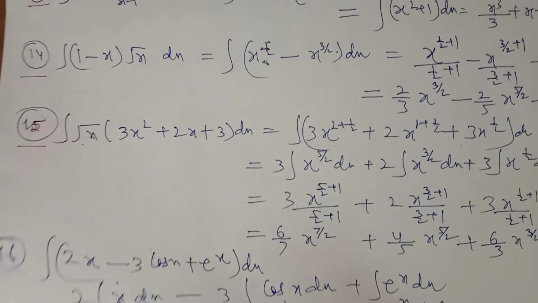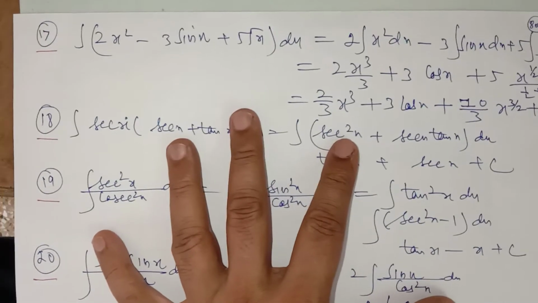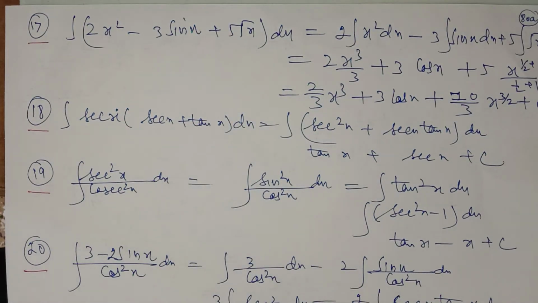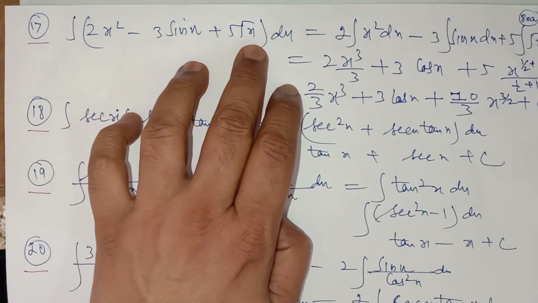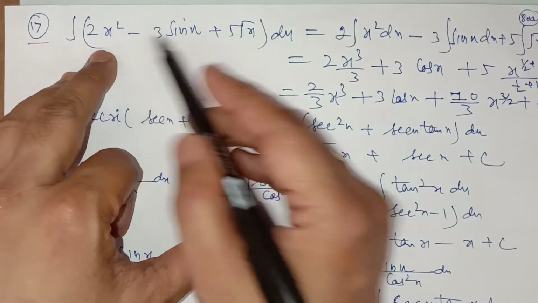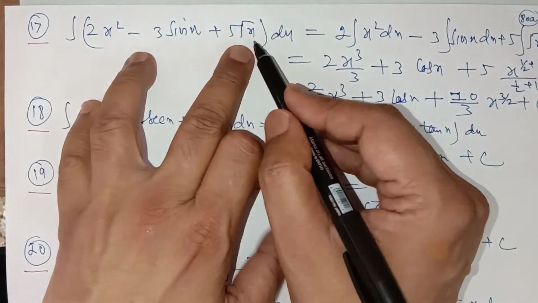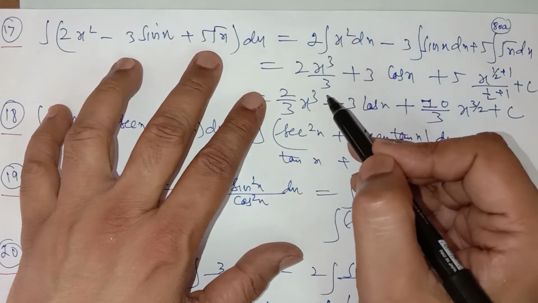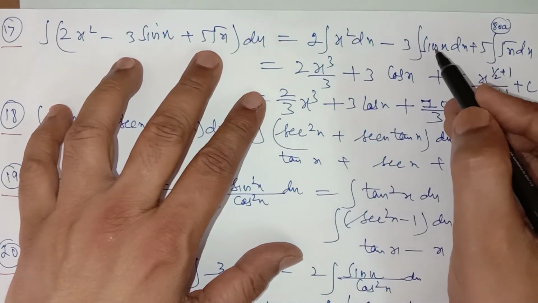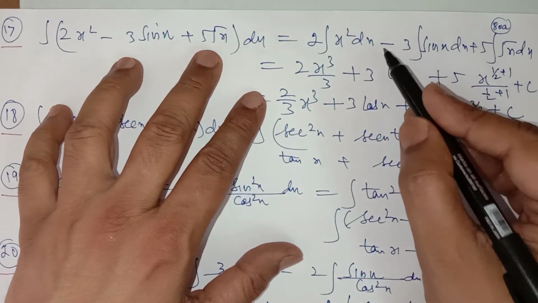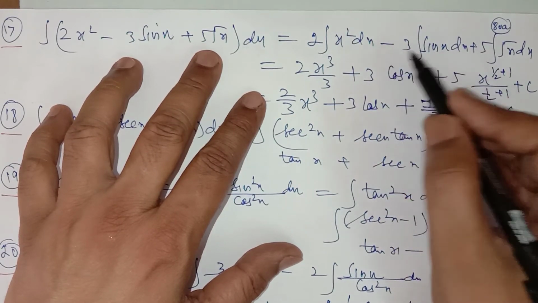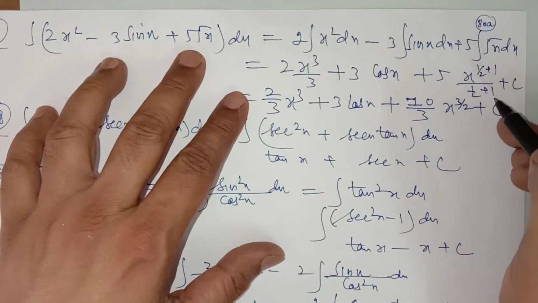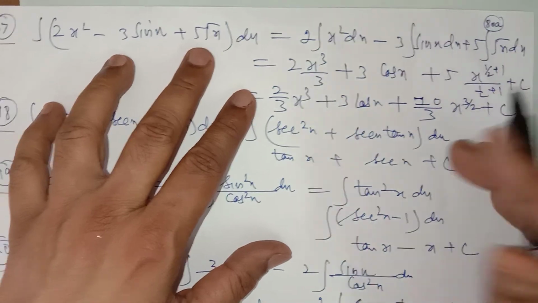Now in question number 17, again, it is a very easy question. You have to integrate 2x square minus 3 sin x plus 5 root x. So it will become integration of x square, integration of sin x, integration of x ki power half. Root x is x ki power half. So integration of x square is x ki power 3 upon 3, that is x ki power 2 plus 1 upon 2 plus 1. Integration of sin x is minus sin x. Oh, sorry, integration of sin x is minus cos x. So it will become plus 3 cos x, and x ki power half plus 1 upon half plus 1, using the integration of x ki power n.